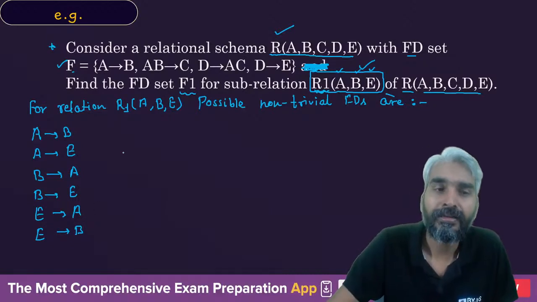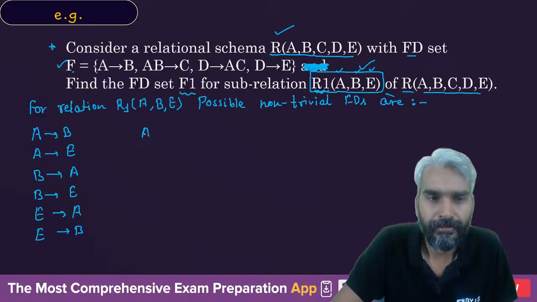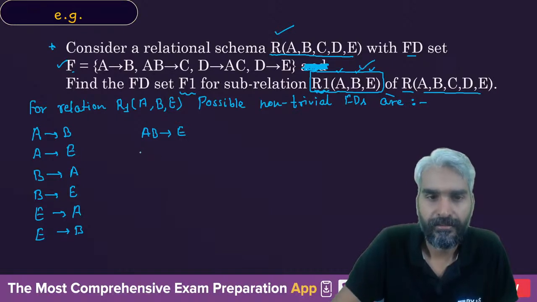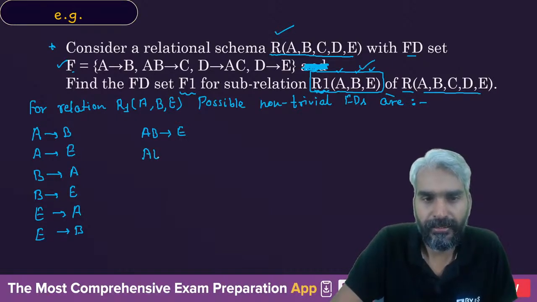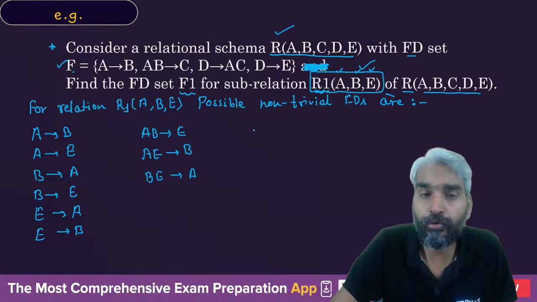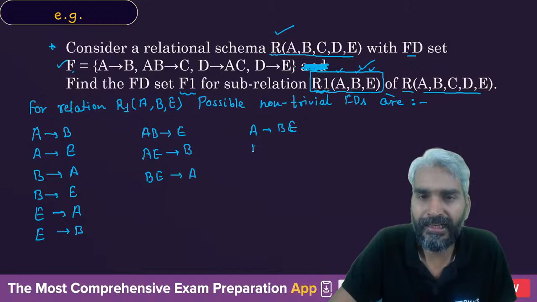These are the possible ones. Apart from these 6, the FDs which are possible are A implies BE, B implies AE, and E implies AB. I have already told you that you don't need to worry about the FDs A implies BE, B implies AE and E implies AB.